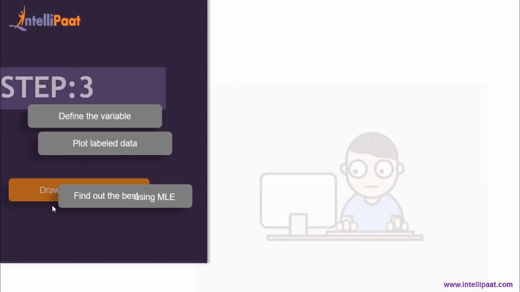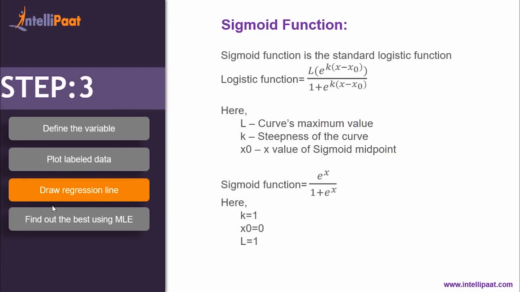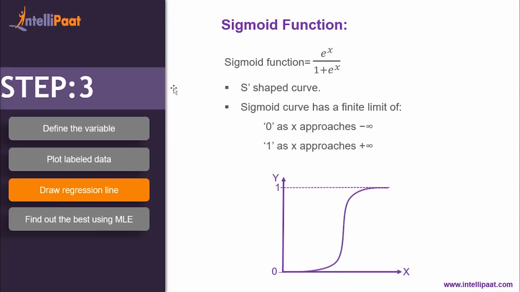But what does this sigmoid function mean? The sigmoid function is the standard logistic function. The logistic function is defined as L multiplied by e to the power k times (x minus x naught), upon 1 plus e to the power k times (x minus x naught). Here L is the curve's maximum value, k is the steepness of the curve, and x naught is the x-value of the sigmoid's midpoint. For the sigmoid function e to the power x divided by 1 plus e to the power x, k equals 1, x naught equals 0 and L equals 1. This mathematical function forms an S-shaped curve which is confined between 0 and 1.